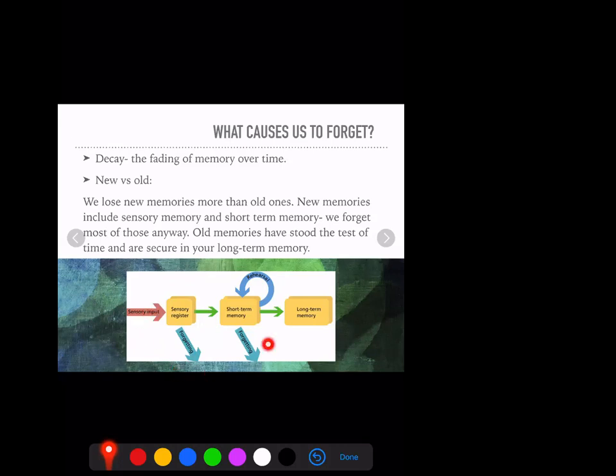So new memories are the ones that disappear faster. We forget them. We don't need to remember them. Long-term memories, though, old memories, we've maintained them, we have practiced them, we use the skill, we remember them. So old memories stick around longer because they have withstood the test of time already. They're not likely to fade anymore. So they withstood the early memory dump, and they're likely to stick around.